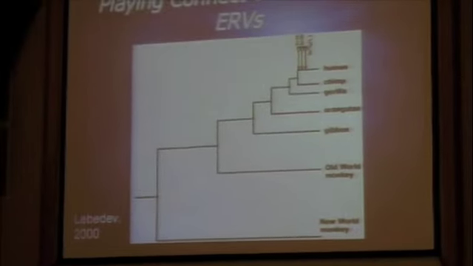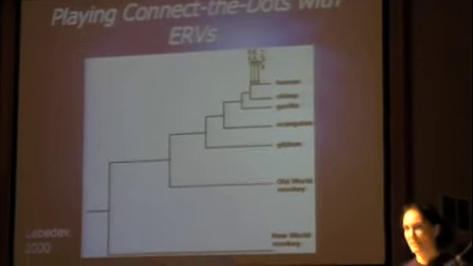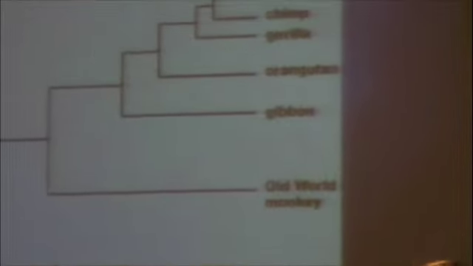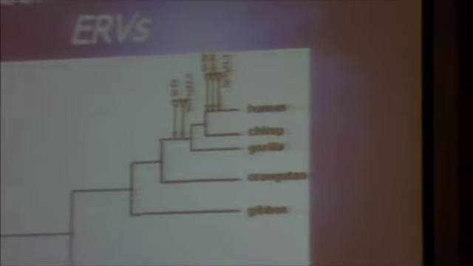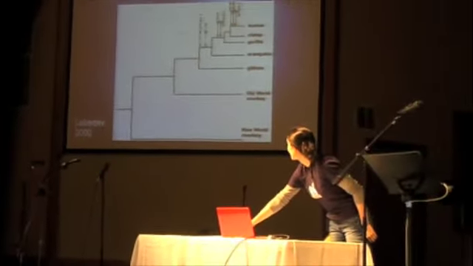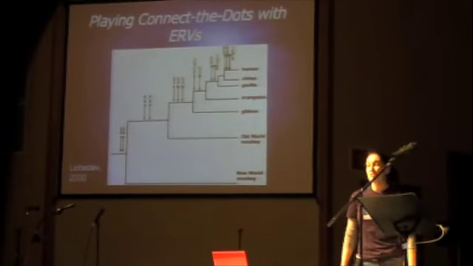So, when we look at the human genome, and we look for endogenous retroviruses, we see that some of them are unique to humans. We can't find them in other species. But some of them we have in common with other primates, with chimps, with gorillas, orangutans, with gibbons, with Old World monkeys, going all the way back to New World monkeys.